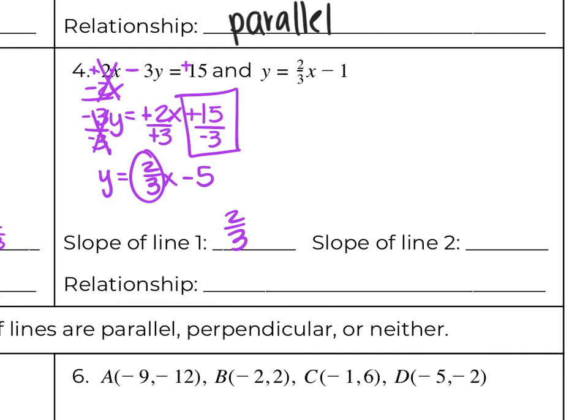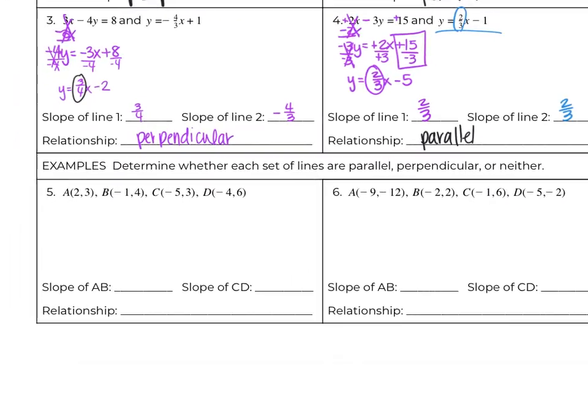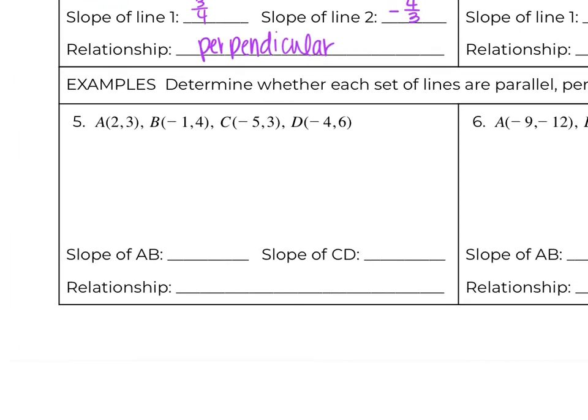Alexis, what was the slope of the second line? It's already done for you. 2/3. So are those the same? Yes. So our answer would be they are what? Parallel. So remember, same is parallel, opposite reciprocals are perpendicular. If it's neither of those, then it's neither.